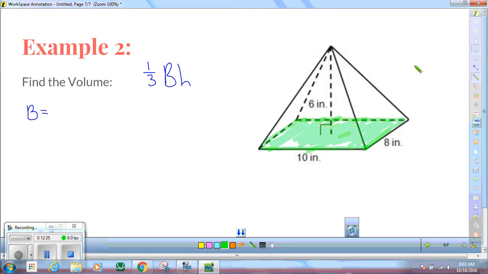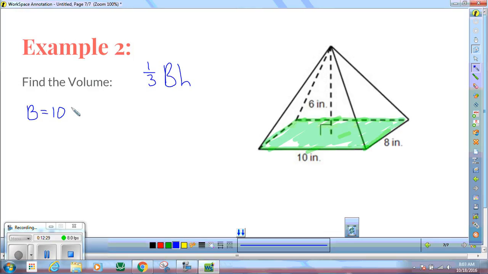And so if you recall, rectangles are length times width, and we have a length of 10 and a width of 8, so the area of our base is going to be 80 inches squared. So that is the area of our base. Now our height has to be the vertical height, so not sliding down the side of the pyramid, but going straight from the top down to the bottom perpendicular. And it looks like our height is 6 inches.